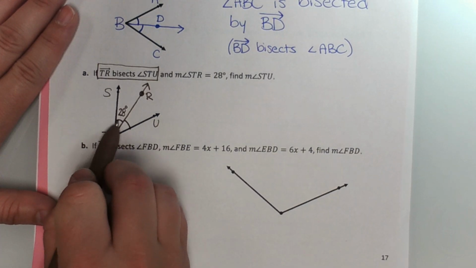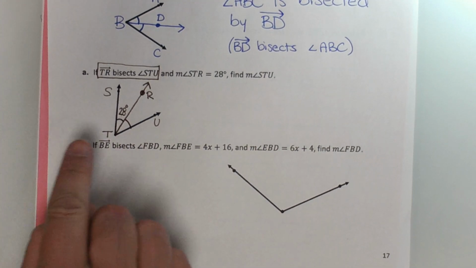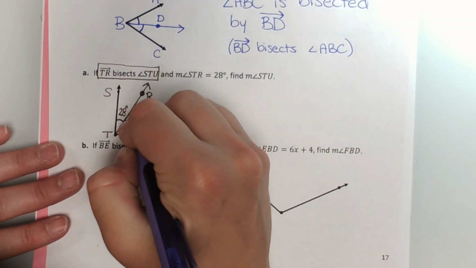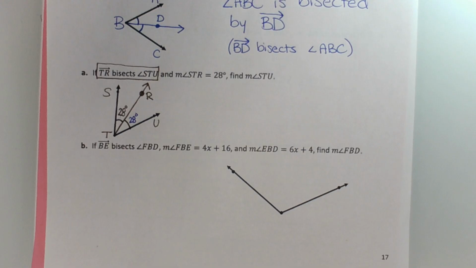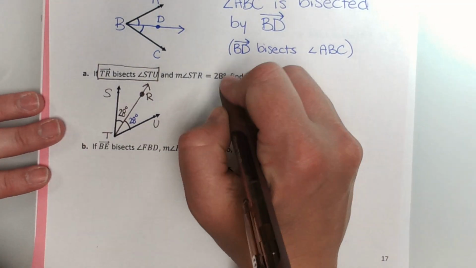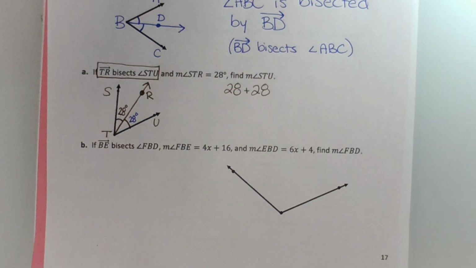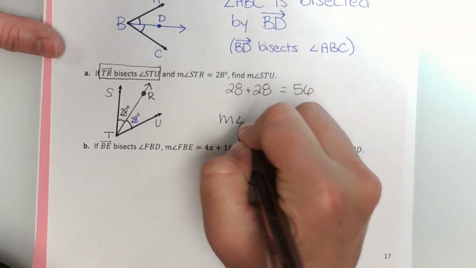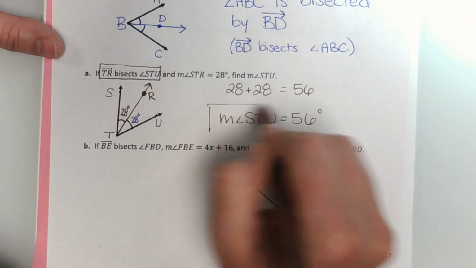These are congruent. Not this one and STU. These two are congruent. And if those two are congruent, that means this little angle right here is 28. Now that doesn't answer the question. Don't you have to add them together? Angle addition postulate at play. Add them together. We get 56. So the measure of angle STU equals 56 degrees.